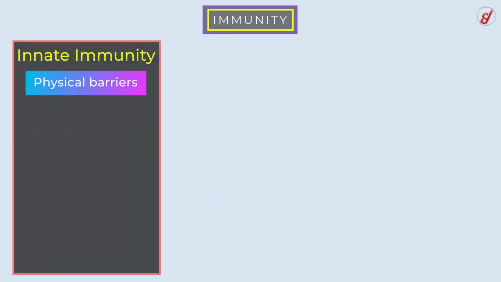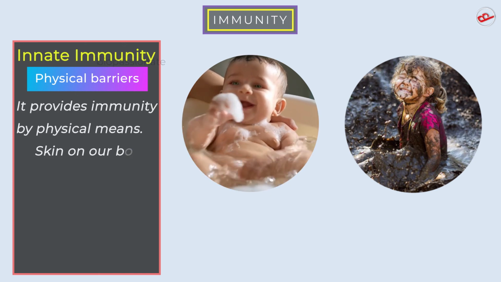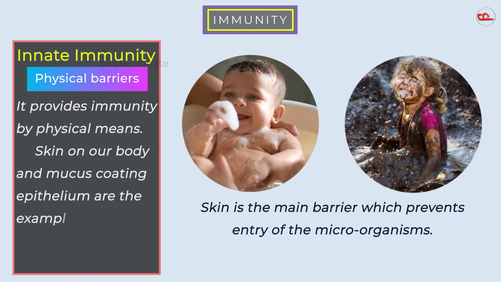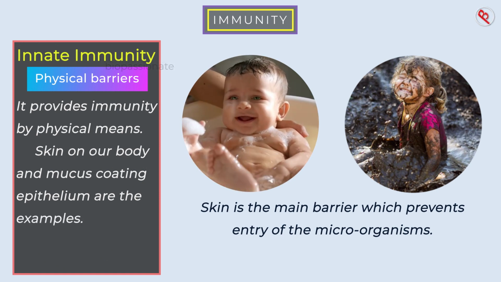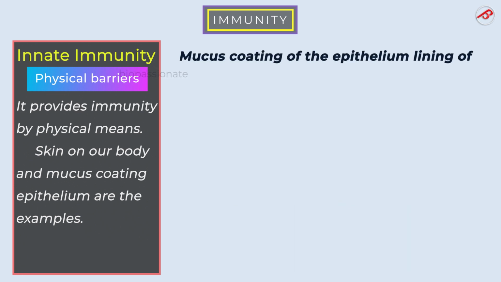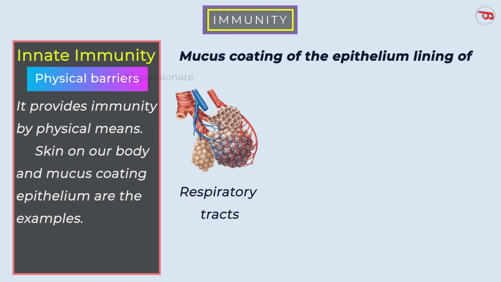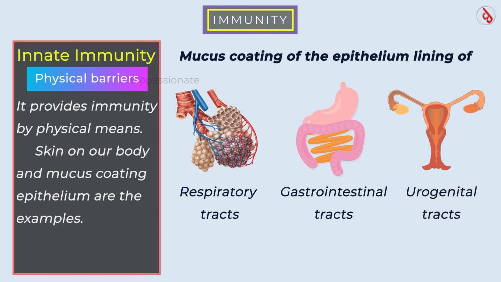Physical barriers provide immunity by physical means. Skin on our body and the mucus coating of epithelium are the examples. As you know, children are more vulnerable to pathogens. Hence, the skin acts as a barrier which prevents entry of microorganisms. The mucus coating of the epithelium lining of the respiratory, gastrointestinal, and urogenital tracts also provides physical barriers.